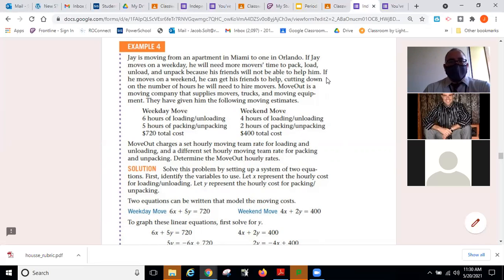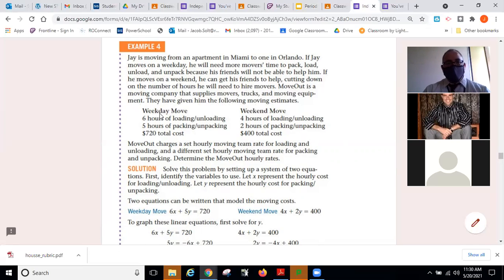If Jay moves on a weekend, he can probably get some friends to help him, which cuts down on the number of hours he will need to hire movers. Move Out is a moving company that supplies movers, trucks, and moving equipment. They have given him the following moving estimates.